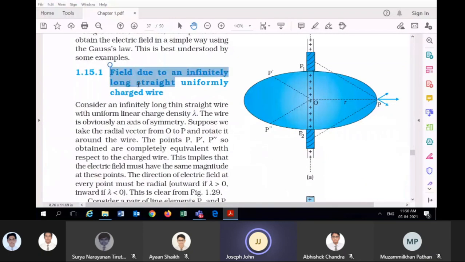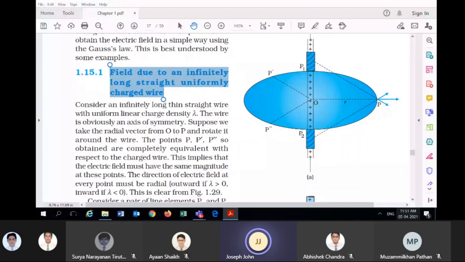Field due to an infinitely long, straight, uniformly charged wire. So this is the application of Gauss's law. First, there are 3 applications. This is the first application, okay?